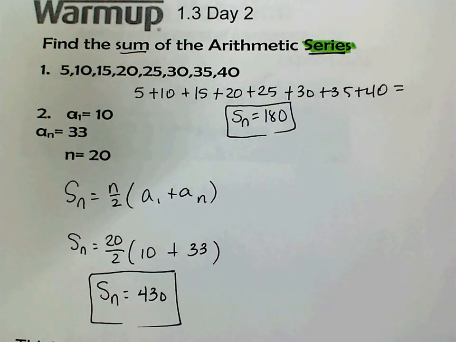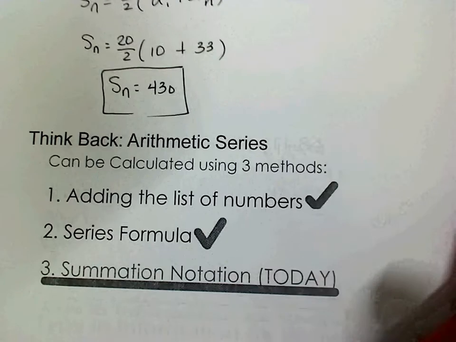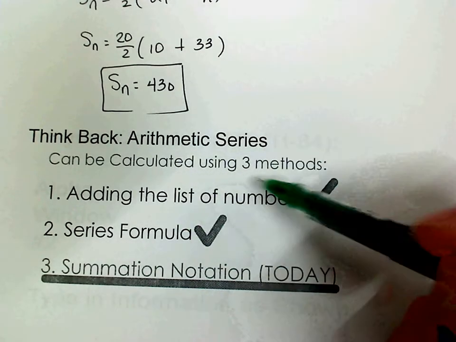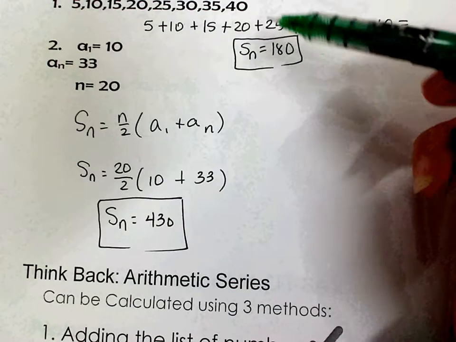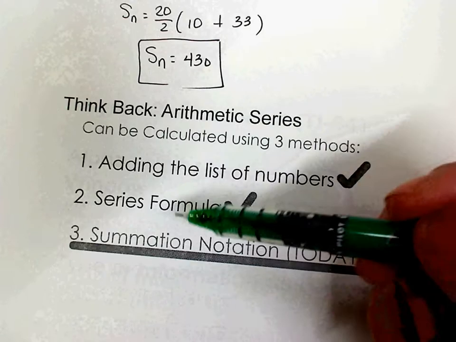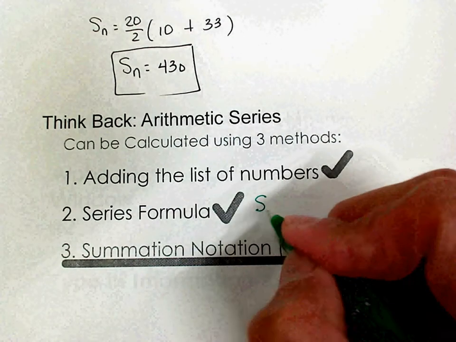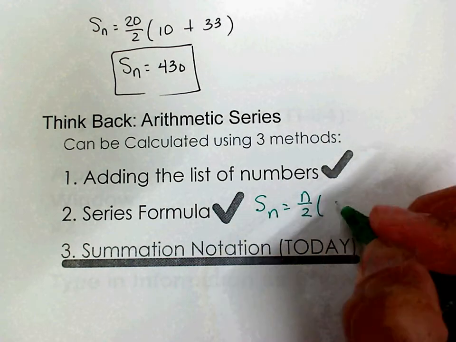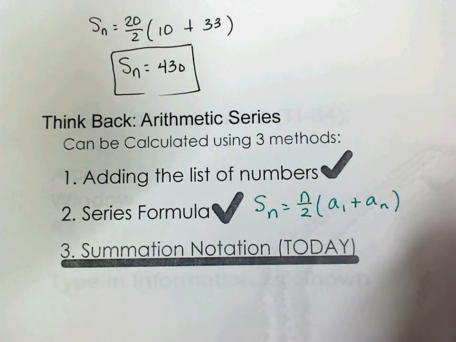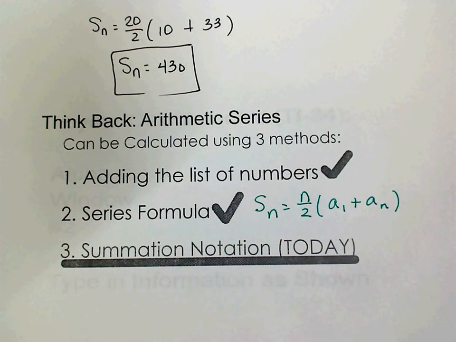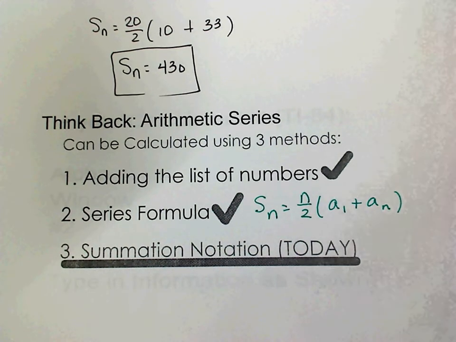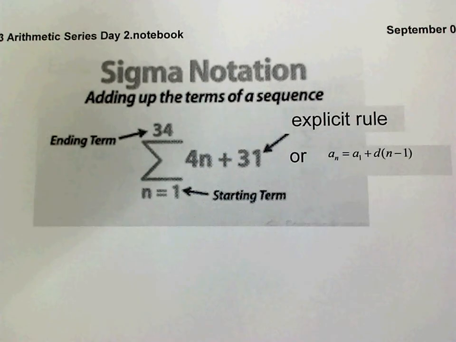All right. So, yesterday, or in a previous lesson, you learned about adding the list of numbers, which we did right here. You also learned about a series formula, which is S of n equals n divided by 2, times the first term plus your last term. So you have those three things. Today we're going to learn about summation notation. Now, here is a summation notation. You need to know what this means.